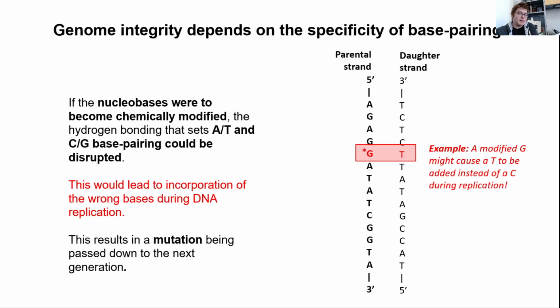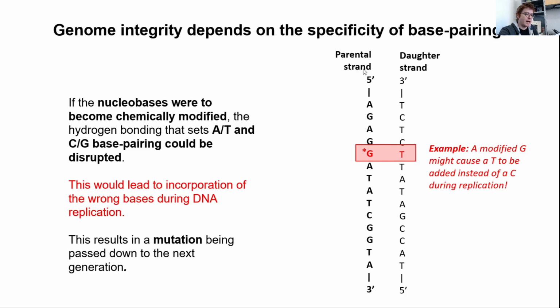And so if the nucleobases were to become chemically modified, and the hydrogen bonding that sets AT or CG base pairing gets disrupted, then this can lead to incorporation of the wrong base during DNA replication. And this would result in a mutation being passed down to the next generation. So instead of inheriting a perfect copy of the parental genome, the daughter cell would inherit a copy that contained changes, inaccuracies relative to the parental strand.